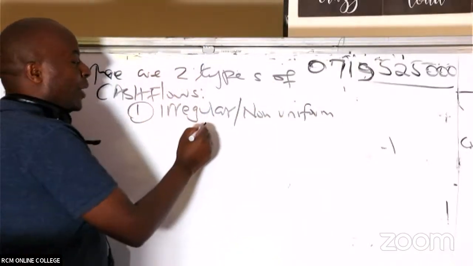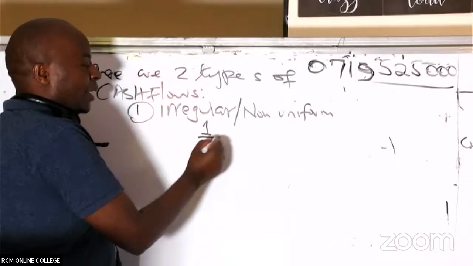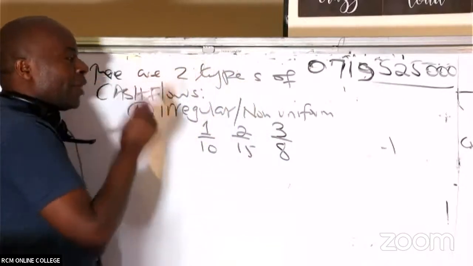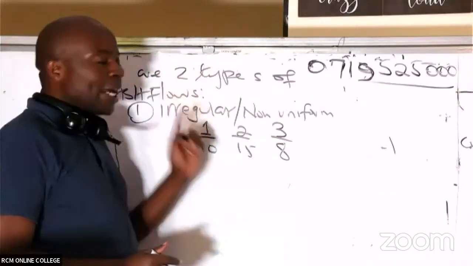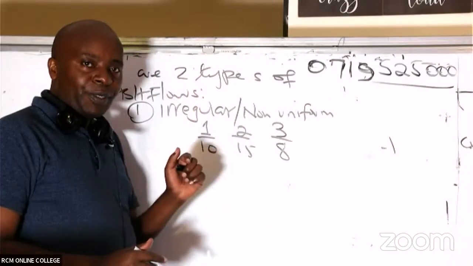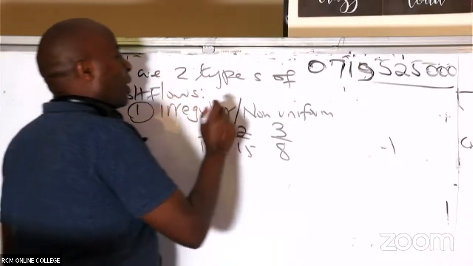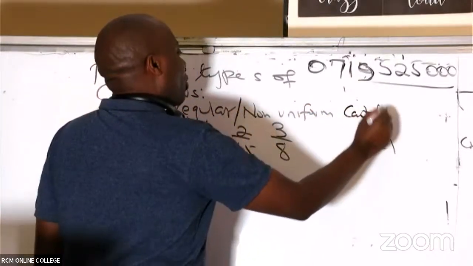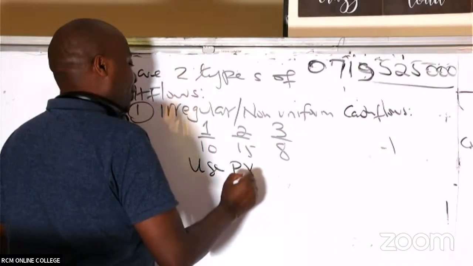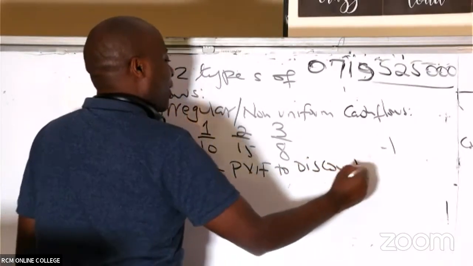So non-uniform, for example, year 1, you're getting a cash flow of 10. Year 2, you get a cash flow of, for example, 15. Year 3, you get, for example, a cash flow of 8. In this case, these cash flows are fluctuating. They are not uniform. And ladies and gentlemen, whenever I get irregular or non-uniform cash flows, you simply use PVIF to discount.